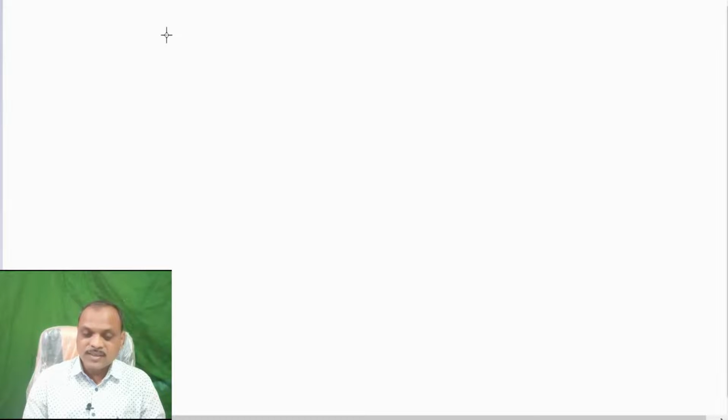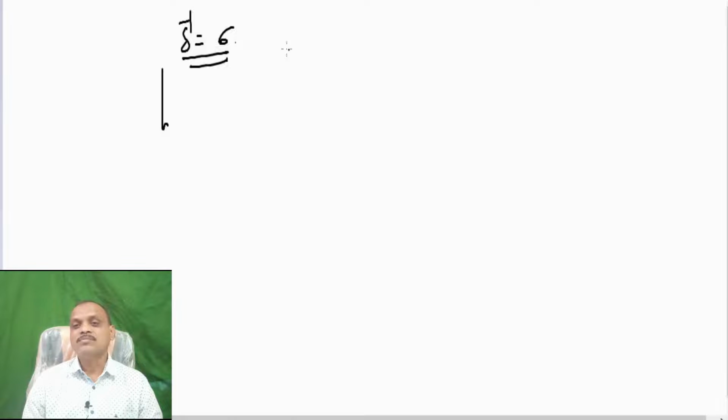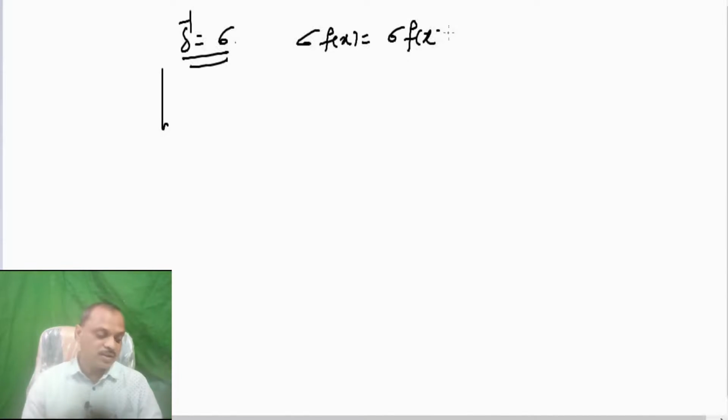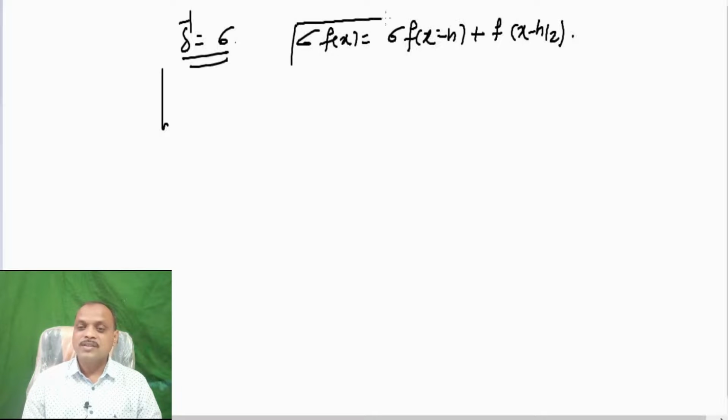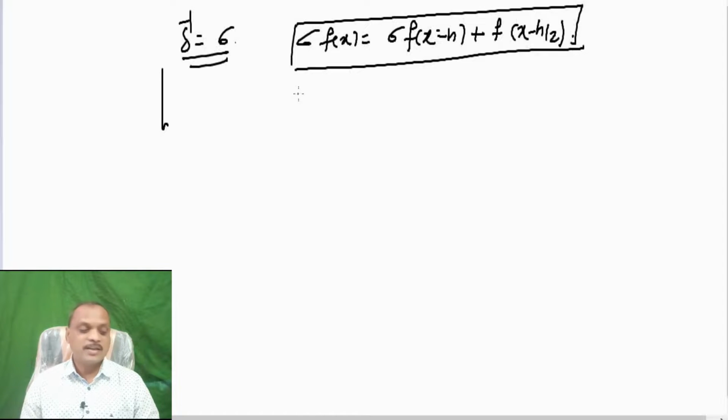Now we define another operator, and that operator is called the central sum operator. The central sum operator is the inverse of the first central operator, that is del inverse, and it is denoted by sigma. So the central sum operator sigma of f of x is defined as sigma of f of x plus h by 2 plus f of x minus h by 2. This is the definition of sigma, and it is a central sum operator.